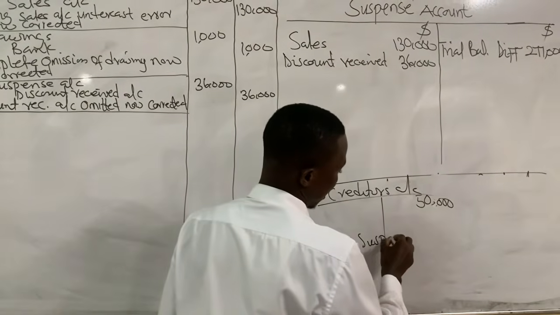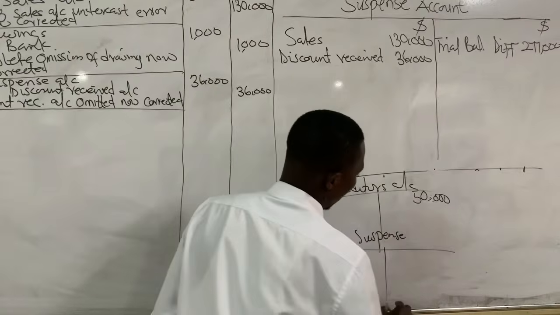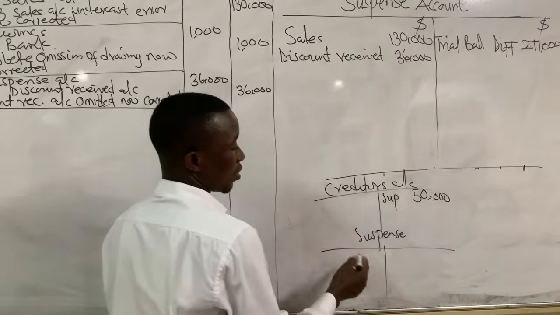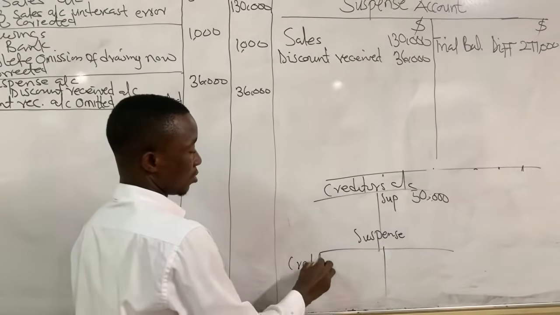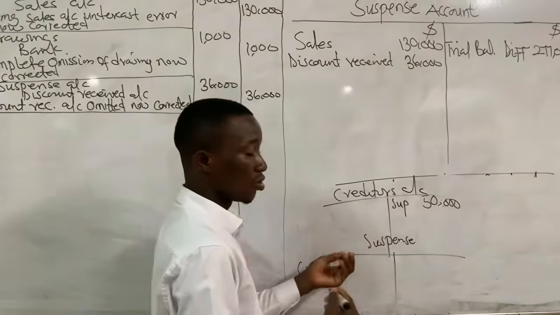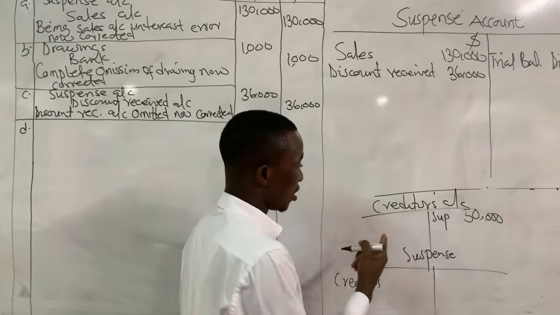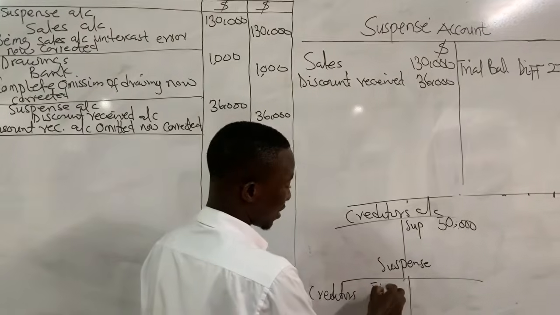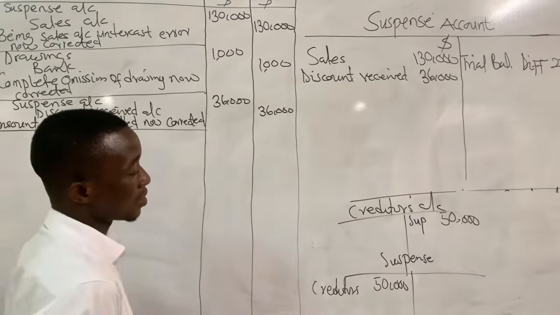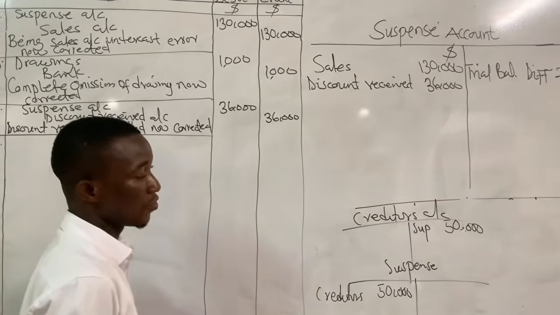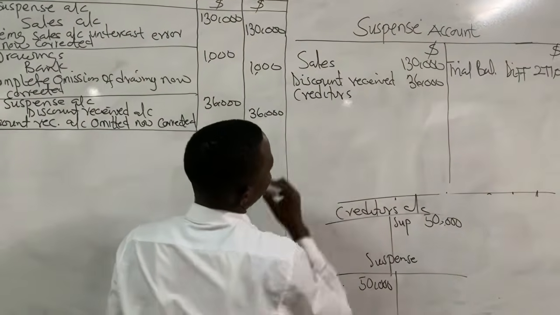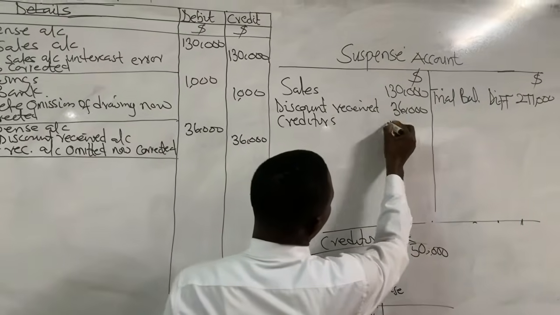So therefore, our suspense account. Creditor's account has a credit balance in the name of suspense. We debit suspense in the name of creditors. All this is not part of the requirement there. You are just using it to explain, so you can use this as your workings. So when you go to our suspense account, the suspense still has a debit entry. So we come and record creditors, and the amount is 50,000.